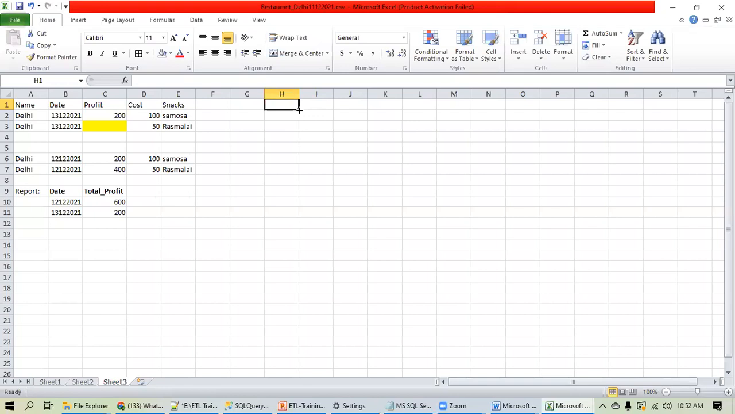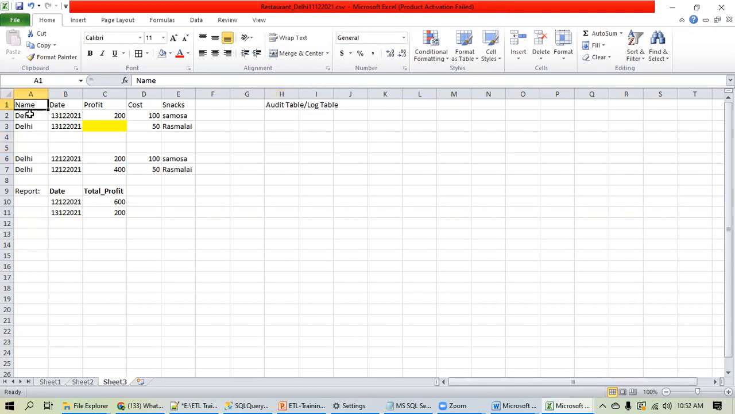Now you have the concept of an audit table. This is also known as a log table. Each and every ETL project will have an audit table or log table. Now the question is, what is the use or the benefit of this audit table or log table?